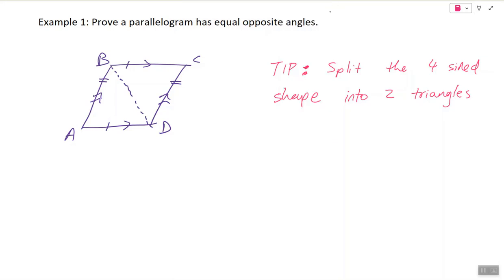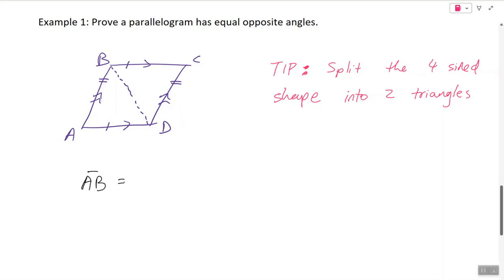The second step, I'm going to use one of the congruency tests. So I'm going to try and make equal opposite angles. I'm going to try and prove that A equals C. So how do I prove that A equals C? If I find the sides are the same, the triangles are the same, therefore the angles are the same. So which sides are the same?